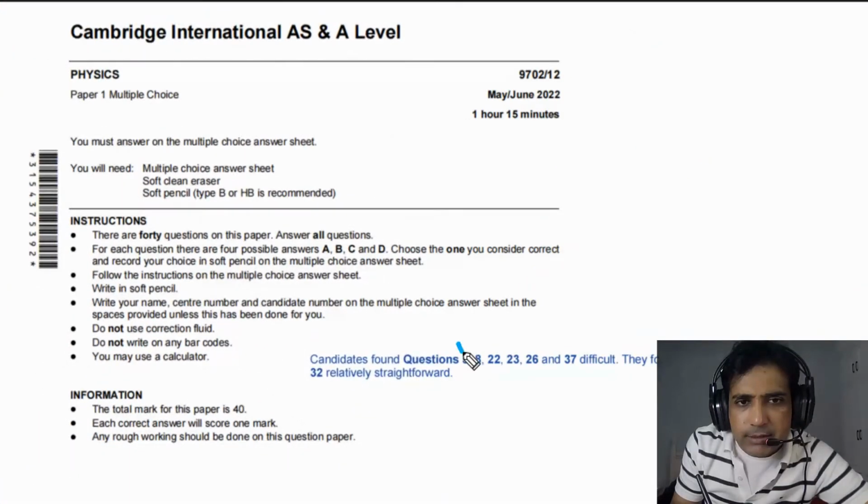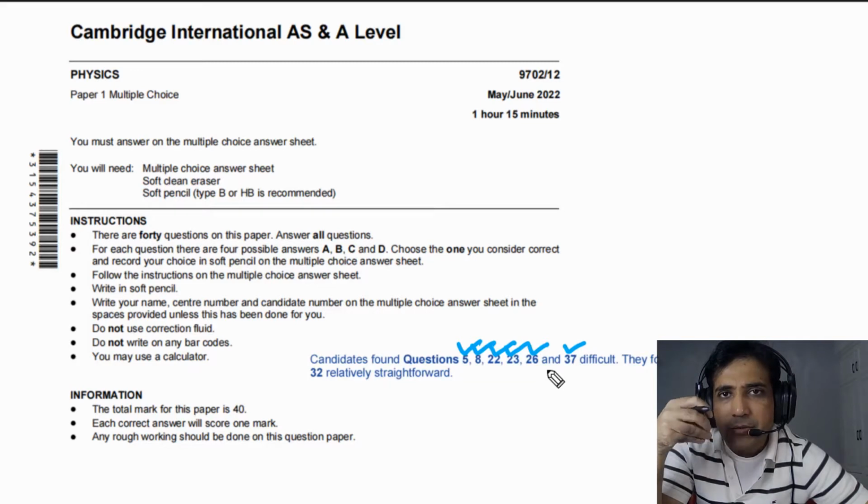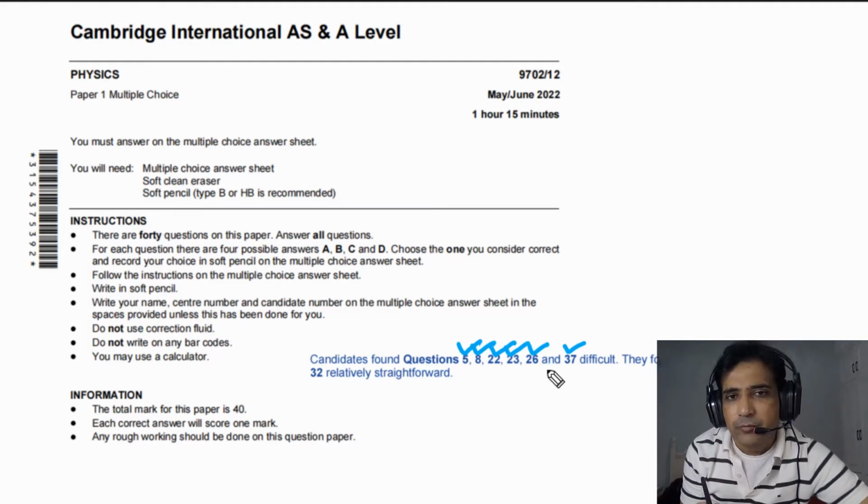In today's lesson, we will discuss question number 5, question number 8, question number 22, 23, 26 and 37. These are the most difficult questions from this paper because most of the candidates were not able to answer these questions correctly in the exam. So we will discuss these questions in detail so you can have a better understanding of these questions and also improve your conceptual understanding of these topics.